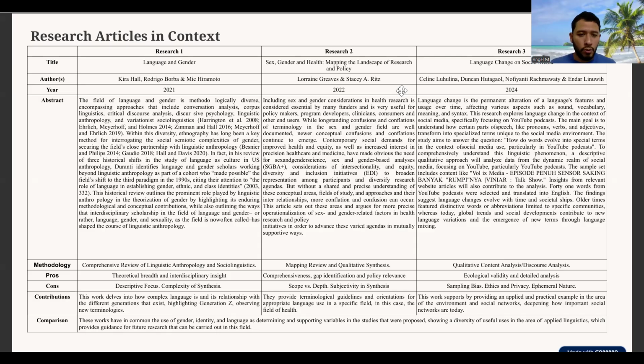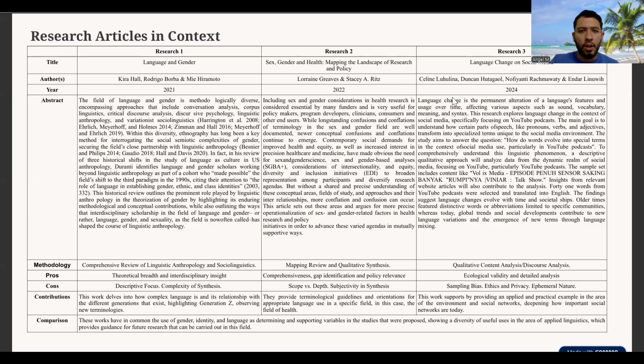About these works, we have these comparisons. These works have in common the use of gender, identity, and language as determinant and supporting variables in the studies that were proposed, showing a diversity of useful uses in the area of applied linguistics, which provides guidance for future research that can be carried out in this field.